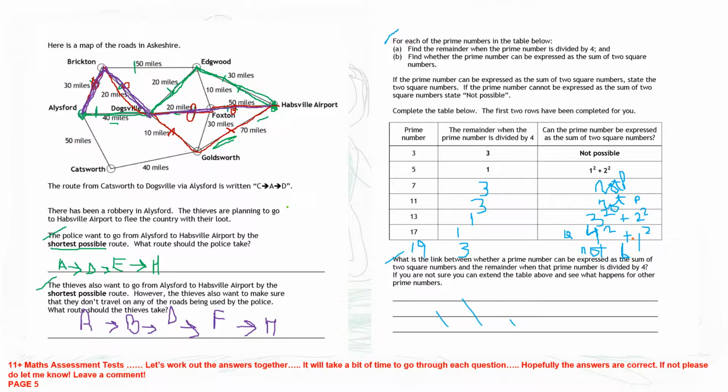I'm not going to write it for you because you'll not be able to read it. So I will just say it: when you divide a prime number by 4 and the remainder is 1, then it can be expressed as the sum of two squares.